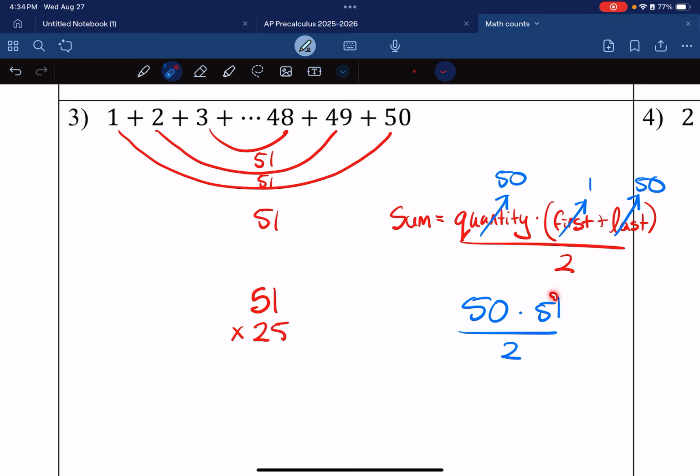And you get to choose. Do you want to do 51 divided by 2? Ugh, gross, decimals, right? I don't want to do that. Or do you want to do 50 divided by 2, which is much more satisfying? Yes, you want to do the 50 divided by 2. 50 divided by 2 is 25. And you're left with 25 times 51.